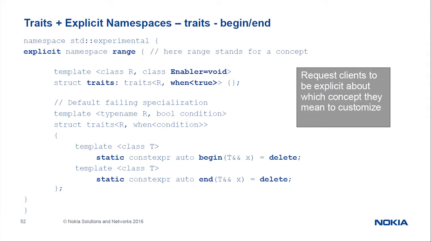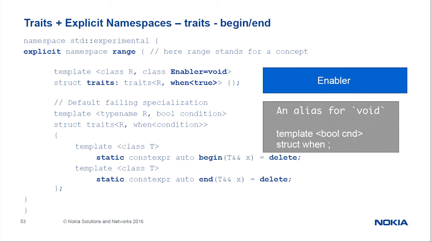Okay, then let's see how we can do it for begin-end. We define an explicit namespace range. We define a class trait. And I am using here an enabler so that I can specialize the traits for concepts. This is a technique that is used. We use maybe void_t in the standard. This is how Boost uses it. And I believe it is a good thing.